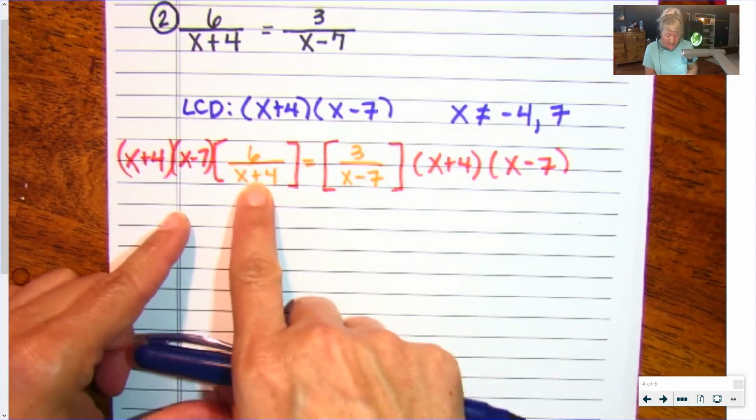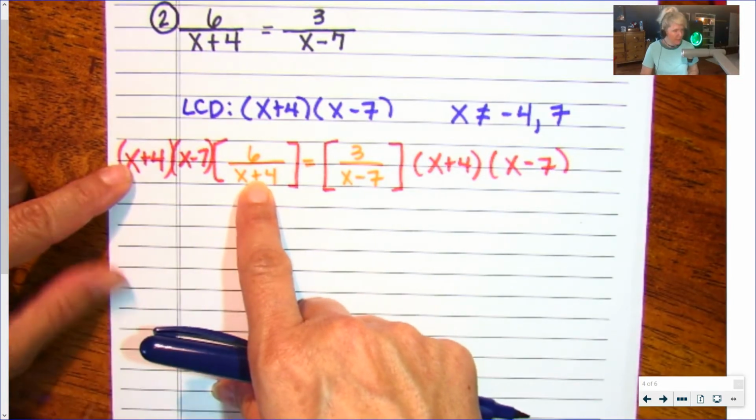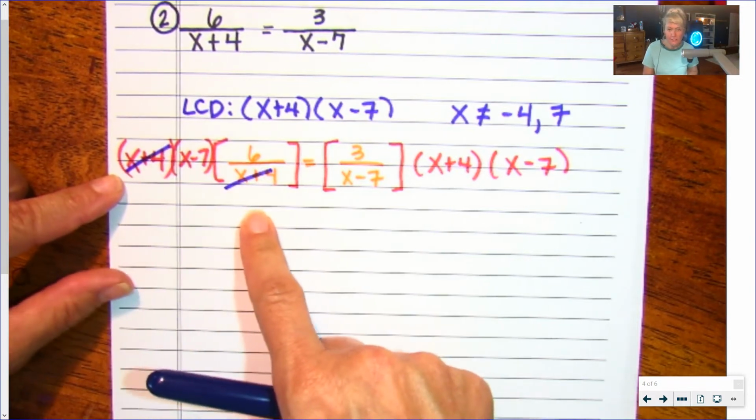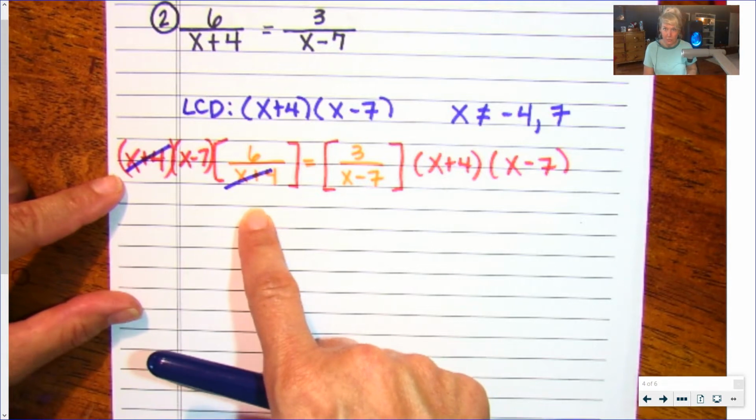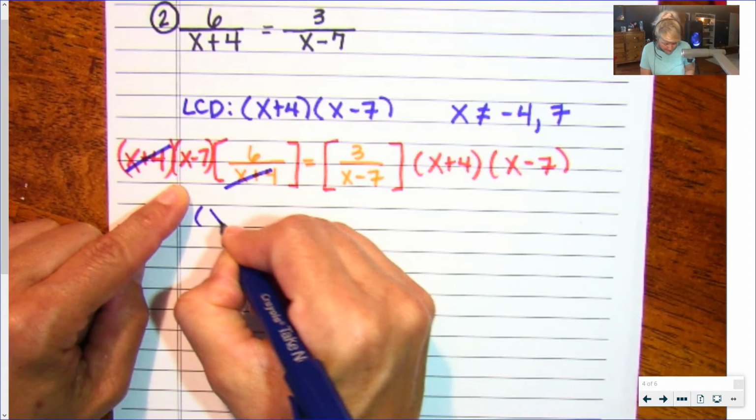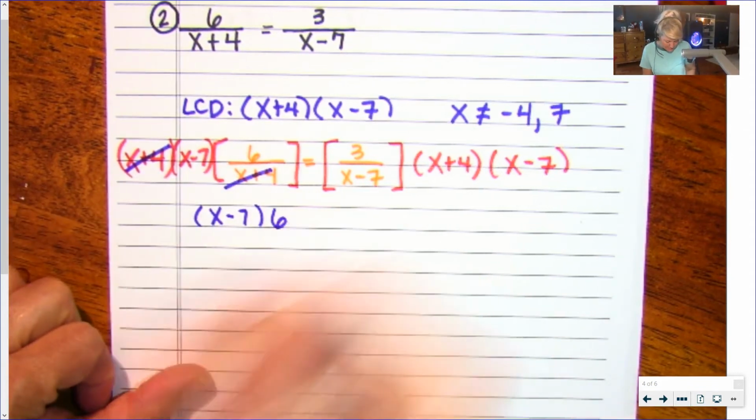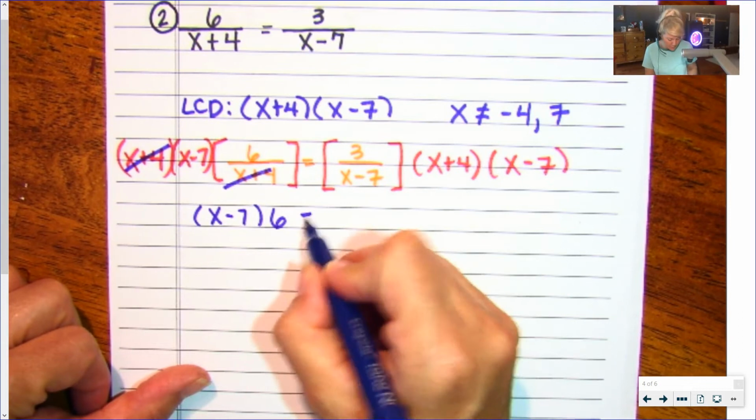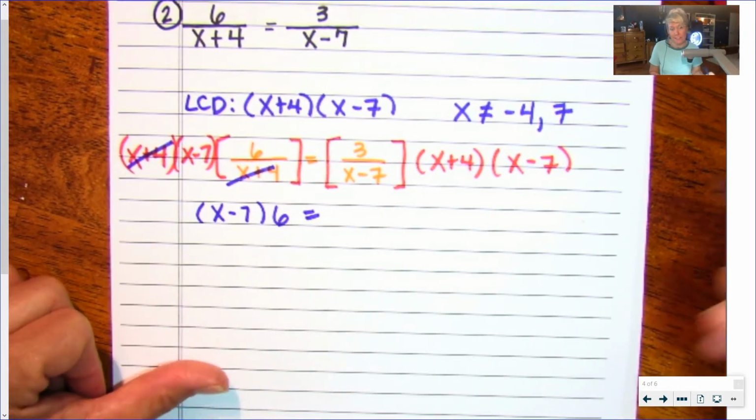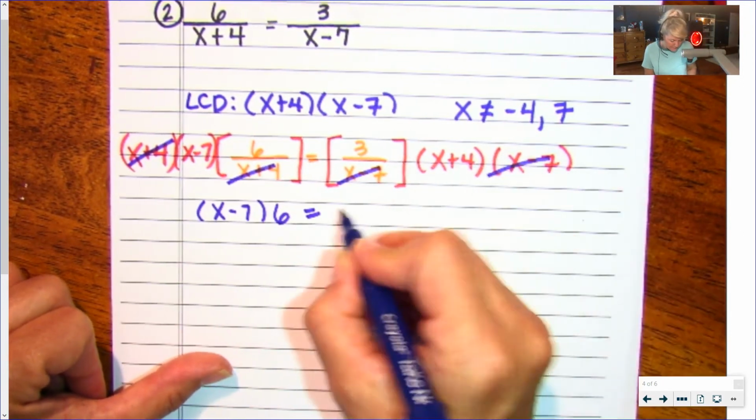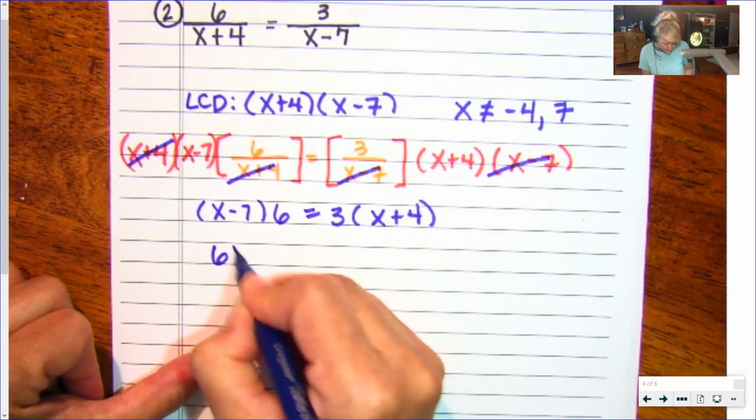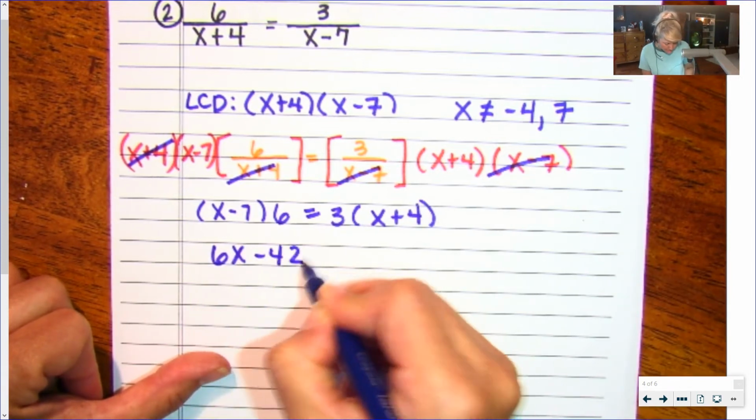So I have an x plus 4 on the bottom. I have an x plus 4 on the top. These guys go away. Over here on the left side of the equal sign, I am going to just have this x minus 7 and that single 6. I'm going to recopy the equal sign. Do the same thing on the other side. On the other side, the x minus 7s cancel out. So that's going to be a 3 times the x plus 4. When we distribute, we're going to be able to solve this equation.